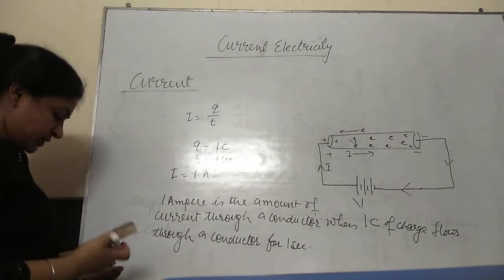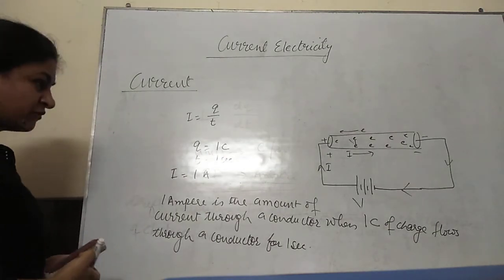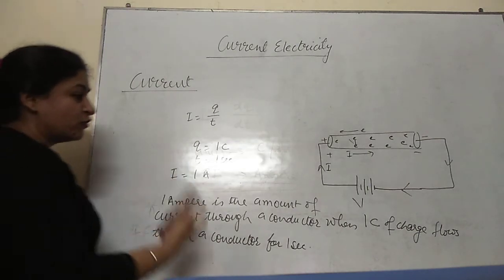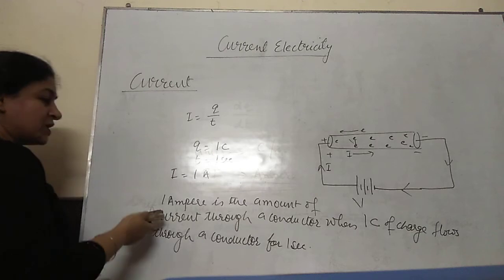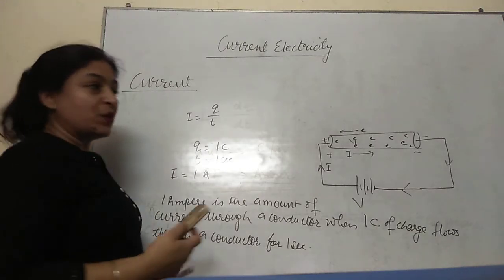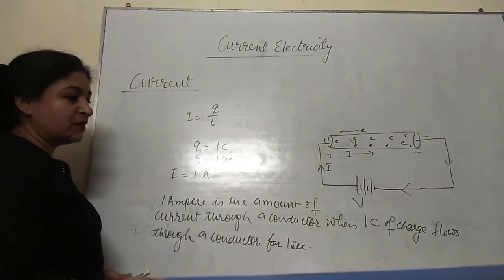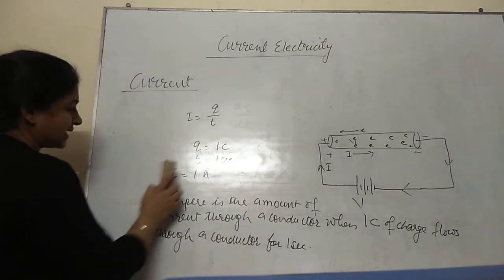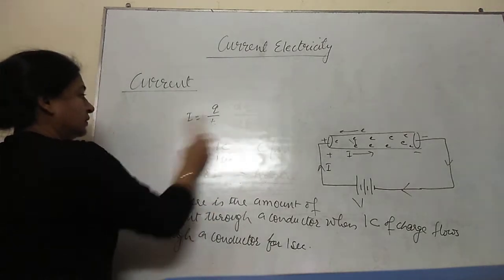know. Using the principle of quantization of charge, we can find out how many electrons are required if you want to flow 1 coulomb of the charge. So 1 ampere is that amount of current which is produced when 1 coulomb of the charge is flowing through a conductor for 1 second. Okay.